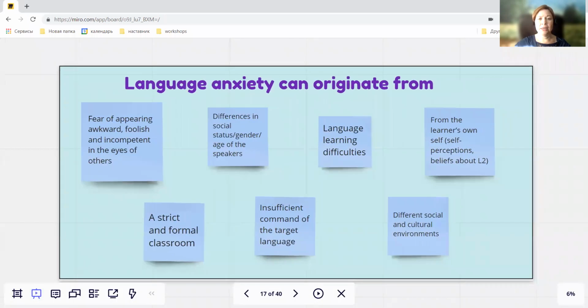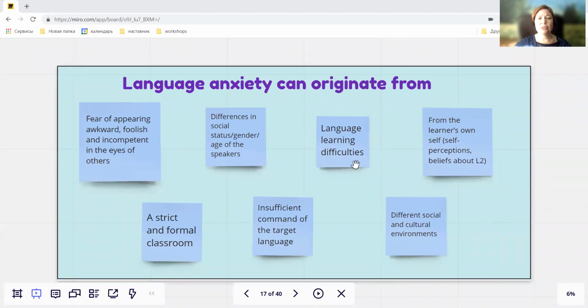Language anxiety can originate from learning difficulties, differences in social status of the speakers, differences in learners and target language cultures. Language anxiety is a psychological construct. It most likely stems from the learner's own self, that is, as an intrinsic motivator. For example, his or her self-perceptions, perceptions about others, peers, teachers, interlocutors, etc., target language communication situations, and his/her beliefs about language too.